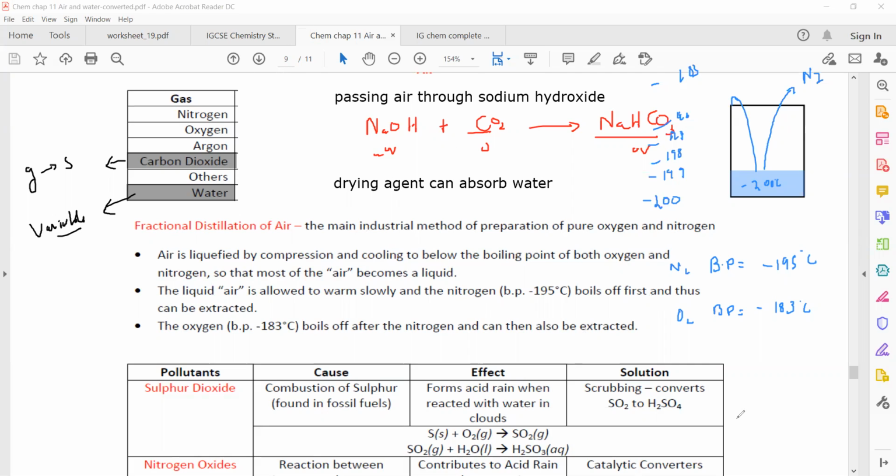The fractional distillation of air. So I want you to copy this fractional distillation of air, and add two parts after writing it. The first step is passing air through sodium hydroxide to remove carbon dioxide, then passing it over a drying agent, which will remove water, and then these steps.